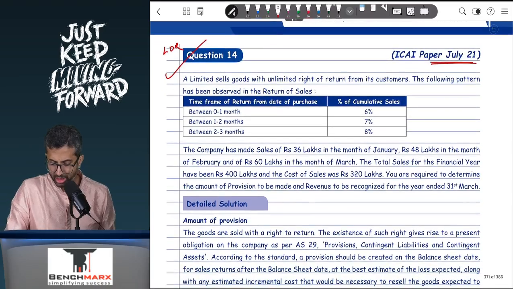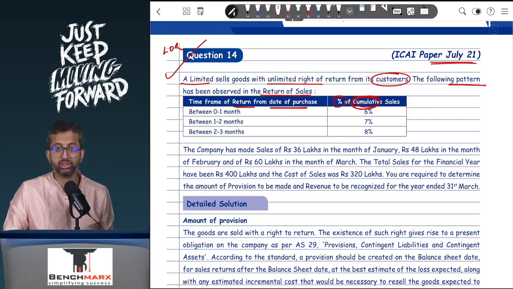Okay. So A Limited sells goods with unlimited right of return to its customers. The following pattern has been observed in the return of sales. Now this is another very important thing: time frame of return from the date of purchase, percentage of cumulative sales. This is not monthly sales, this is cumulative sales.